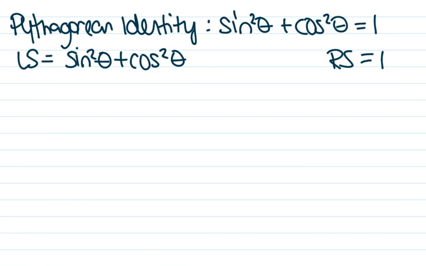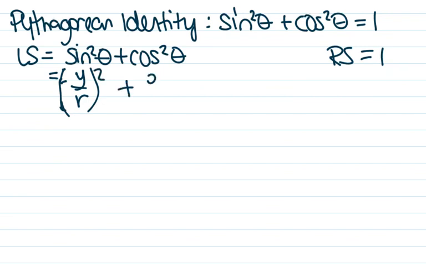So going back to those ratios from the top of the handout there, sine theta is equal to y over r, and since it's sine squared theta, I'm going to square that fraction. And then cos theta was equal to x over r, and I'm going to square that.